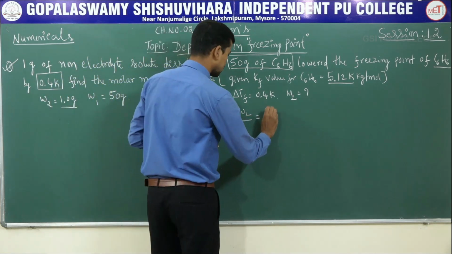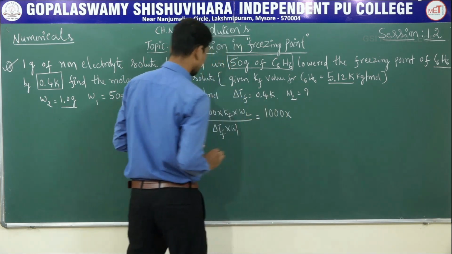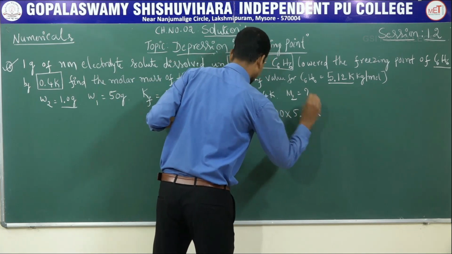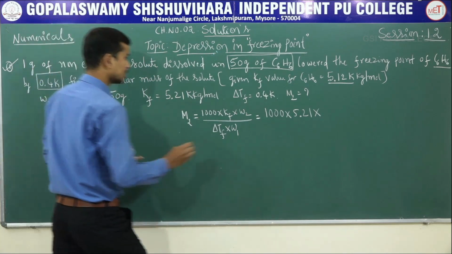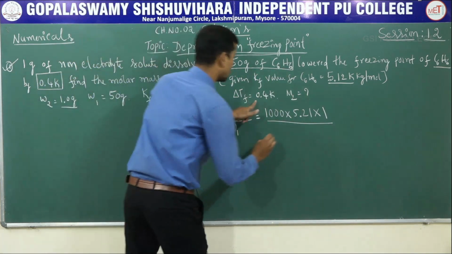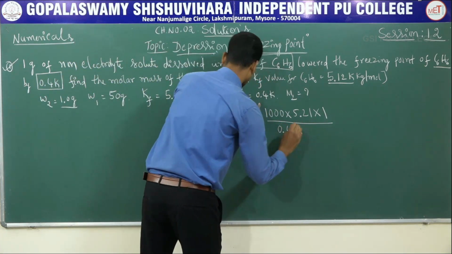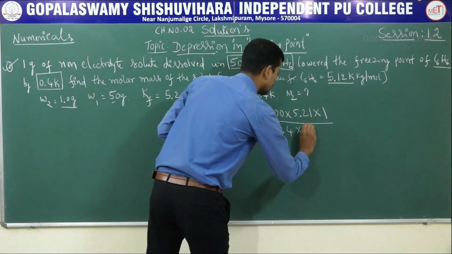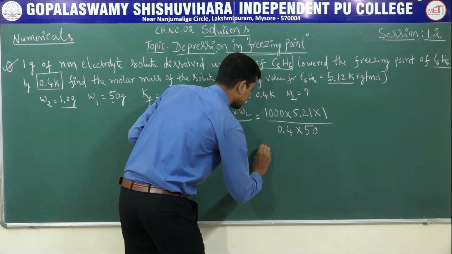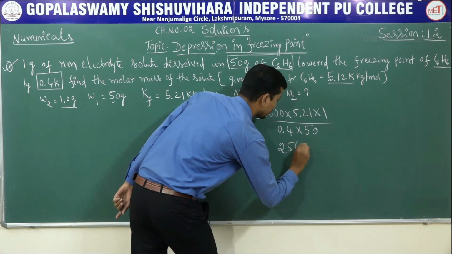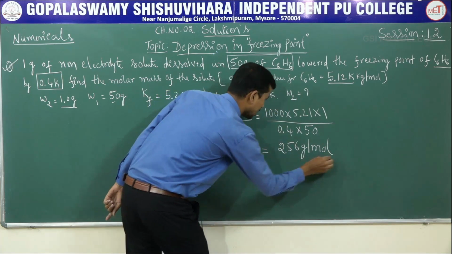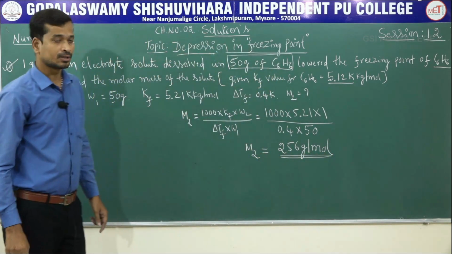Substitute the values: 1000 into Kf, 5.21, into W2, 1, divided by delta Tf, 0.4, into W1, 50 gram. Okay, you have to simplify this one. Final answer is equal to 256 gram per mole. This is the molecular mass of your non-electrolyte solute.